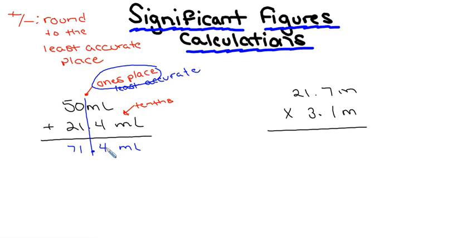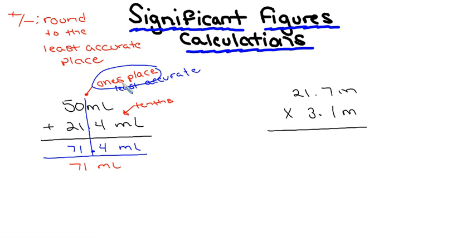So we look at the number to the right of this line, and because it is less than 5, it causes this number to stay the same. So our ultimate answer ends up becoming just 71 milliliters. And this answer takes into account our least accurate measurement of the 50 milliliters and doesn't say that we were measuring more accurately with a tool like a graduated cylinder. So when it comes to this, again, always remember the least accurate place to measure.